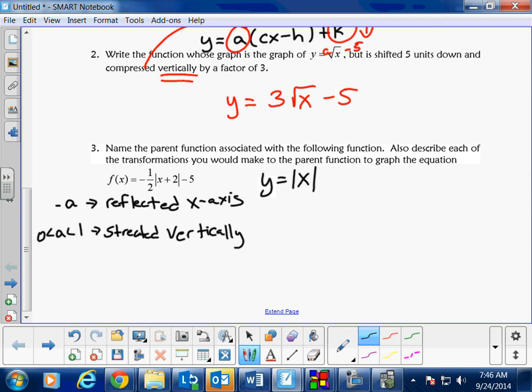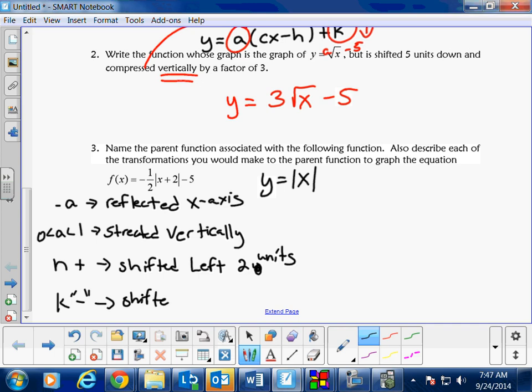And because my h is positive, it means it's going to be shifted to the left by 2 units. Let me write that down, units. And because my k is negative, it means it's going to be shifted down by 5 units. Shifted down 5 units. Alright, great. So there we go, and that's what happens in that case. Now let's go ahead and move on to the next problem.